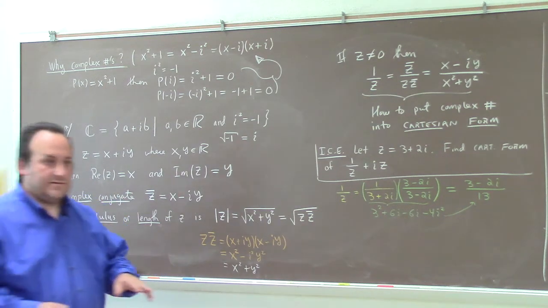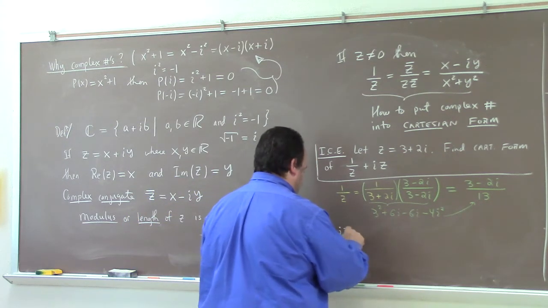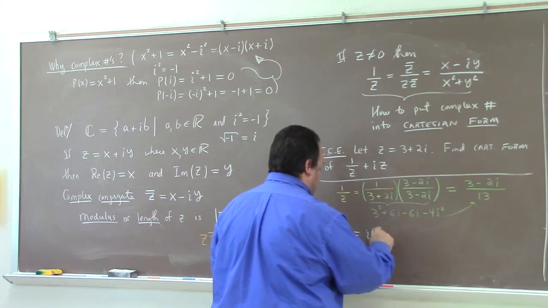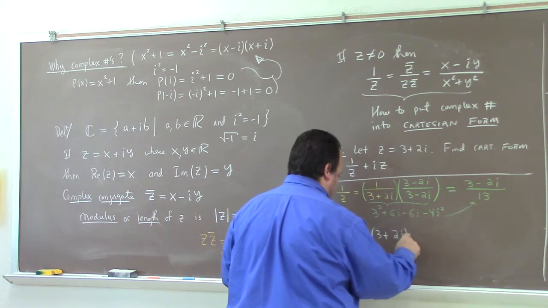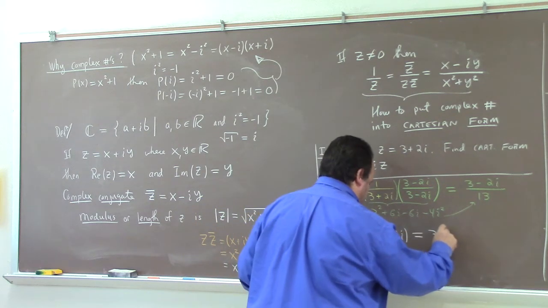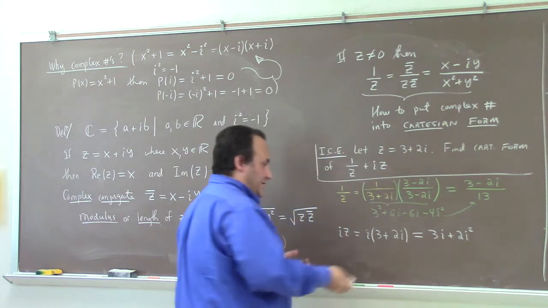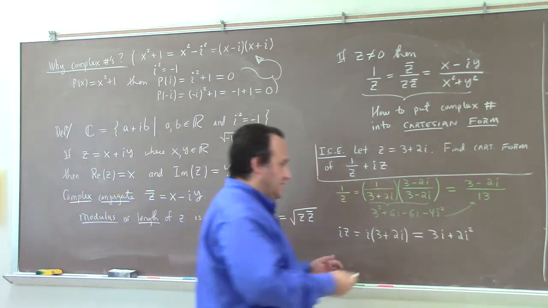iz is easier. What's iz? iz is i times 3 plus 2i. How do we do that? Just, that's 3i, right? Plus 2i squared. i squared is minus 1, so we get minus 2 plus 3i.